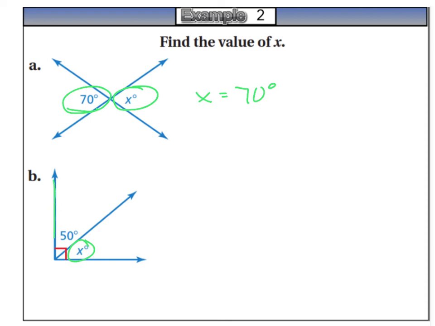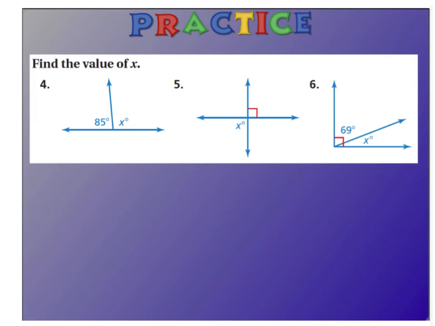That's not congruent. Now we have a 90-degree angle. Well, if one of them is 50, x has to be 90 minus 50, which is 40 degrees. Last one. Pause the video, find the value of x, and then come back and see how you did. Number 4, x is, it's a 180-degree angle. So you would take 180 minus 85, and you're going to get 95.